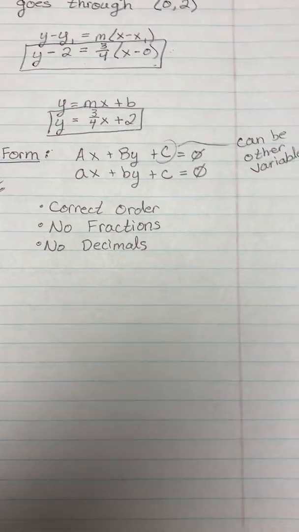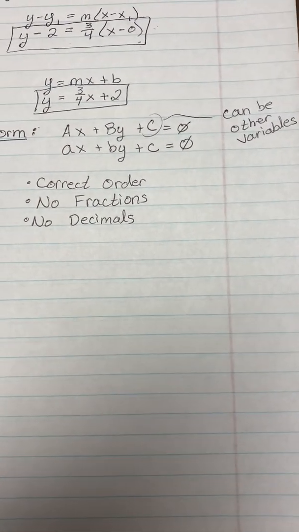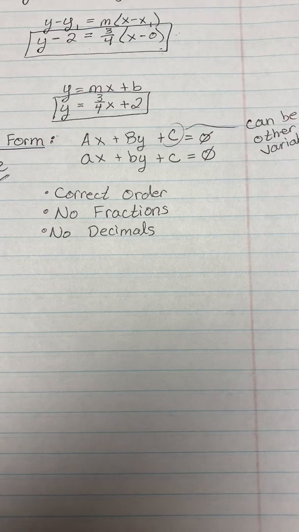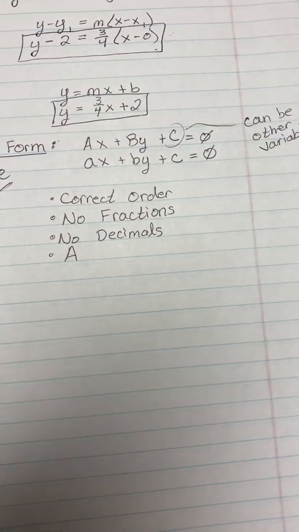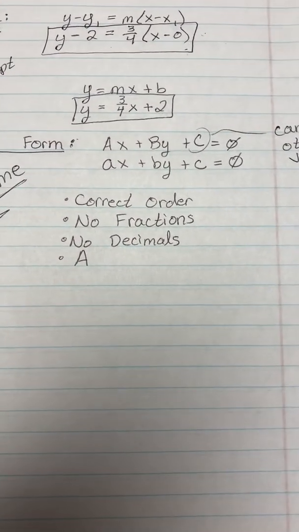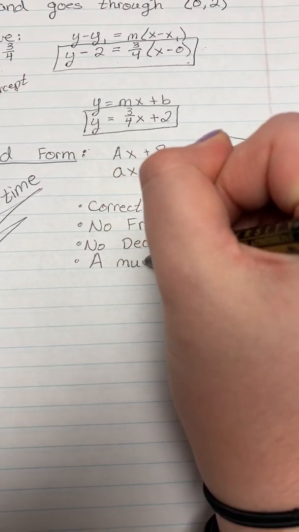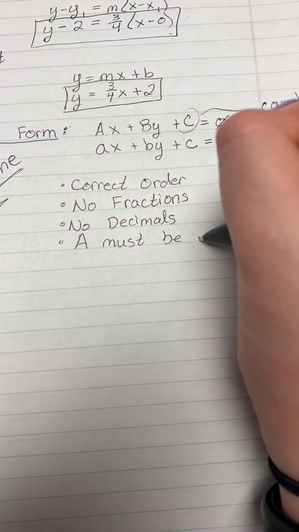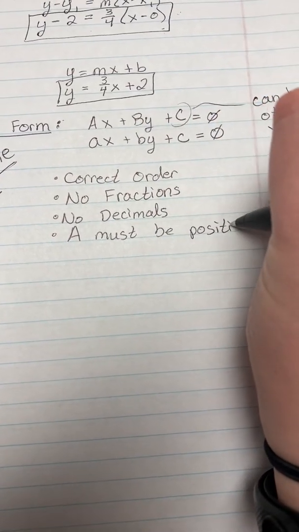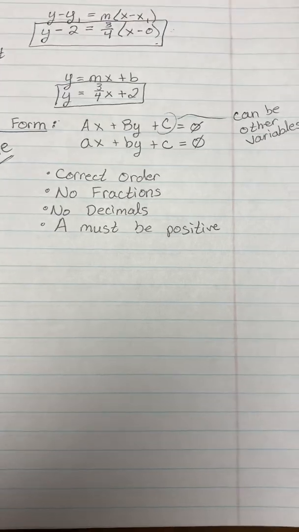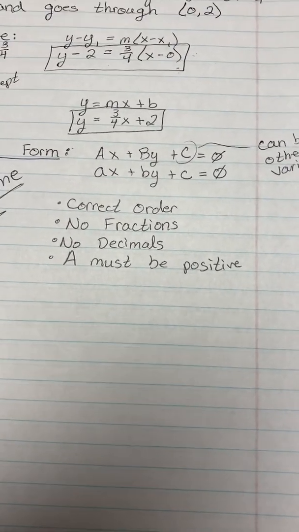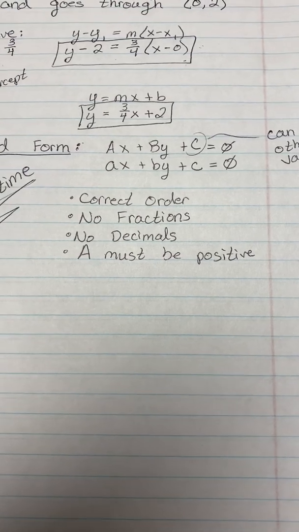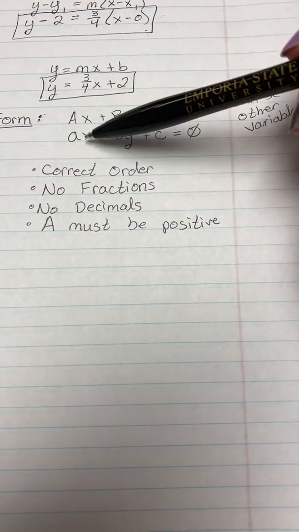If there are fractions or decimals, you're going to have to do some multiplication to the entire equation. That way we all have integers. And the last thing is that A, the first coefficient, the coefficient for x, must be positive. Meaning, if it's negative, you're going to multiply the entire equation by -1 or divide everything by -1 in order to make that first coefficient positive.